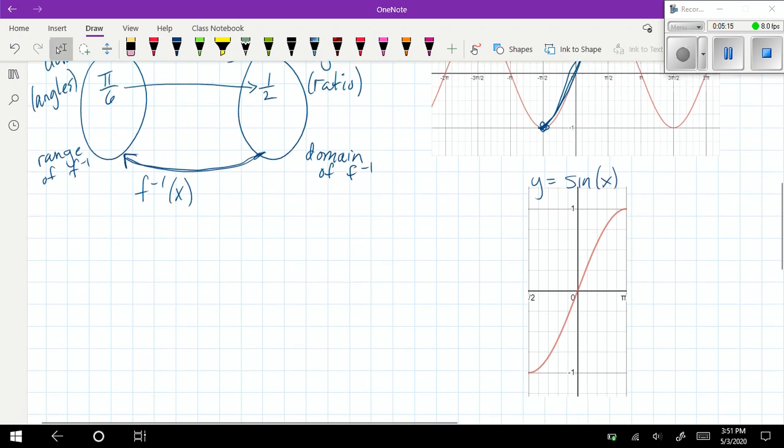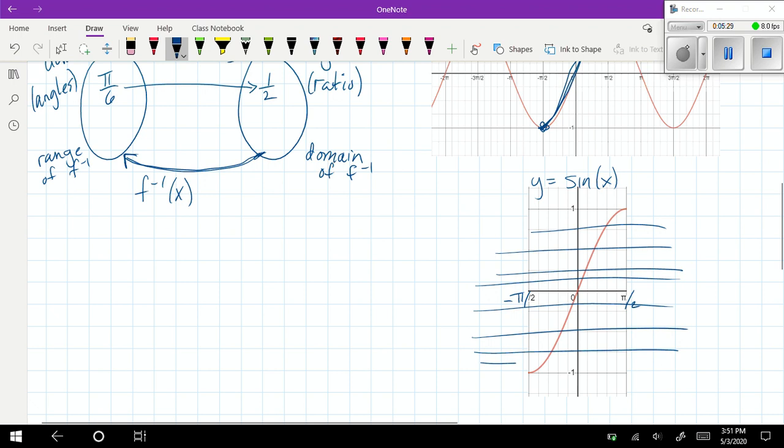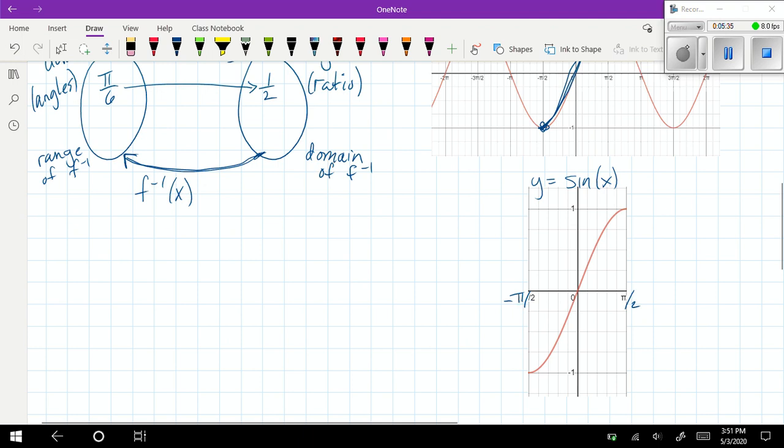If I showed you just y equals sine x from negative pi over 2 to positive pi over 2, this is the restricted domain, and sure enough, any horizontal line that I draw is going to cross this function exactly one time. So that makes y equals sine of x 1-to-1 on the domain between negative pi over 2 less than or equal to x less than or equal to pi over 2.